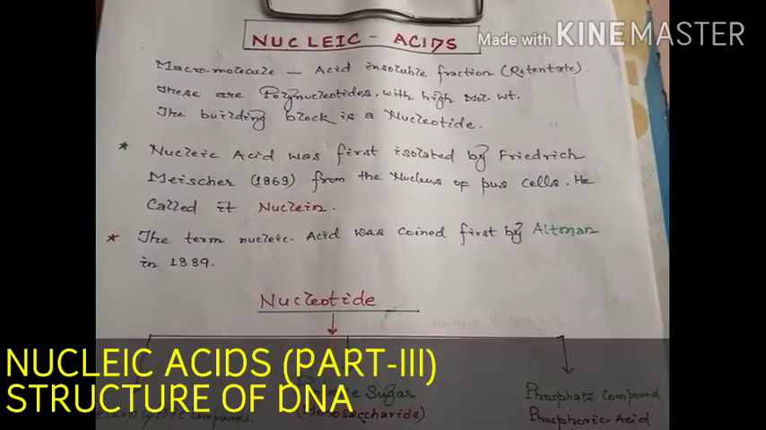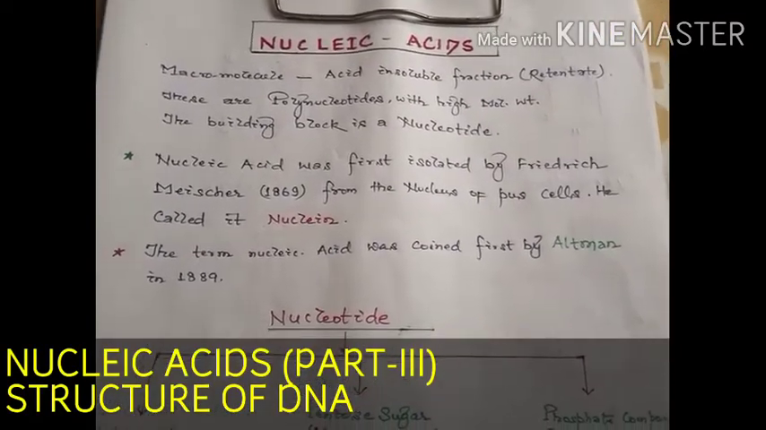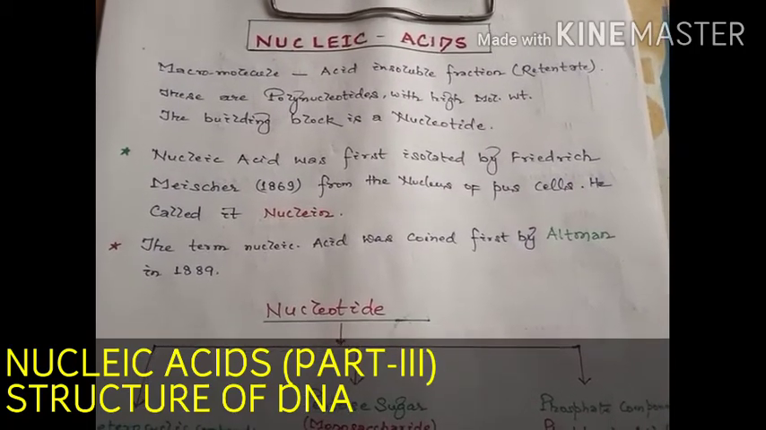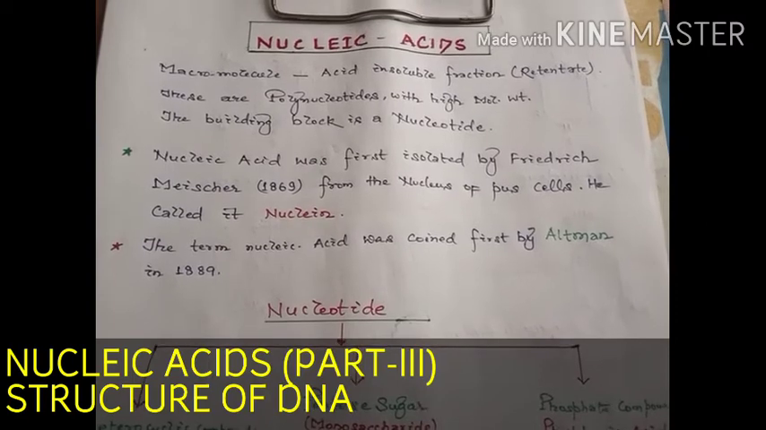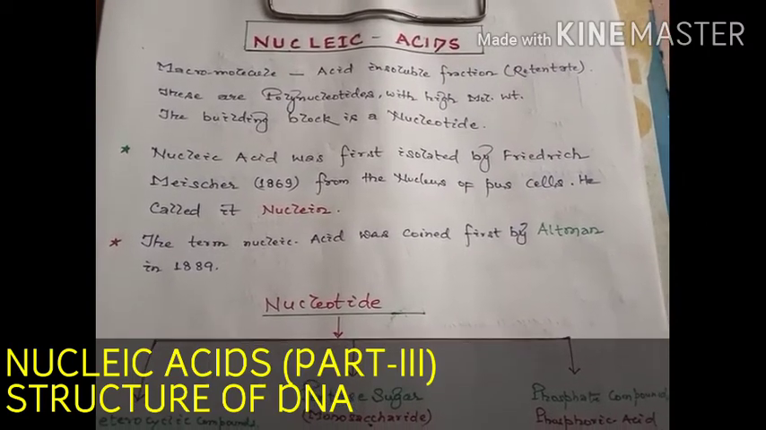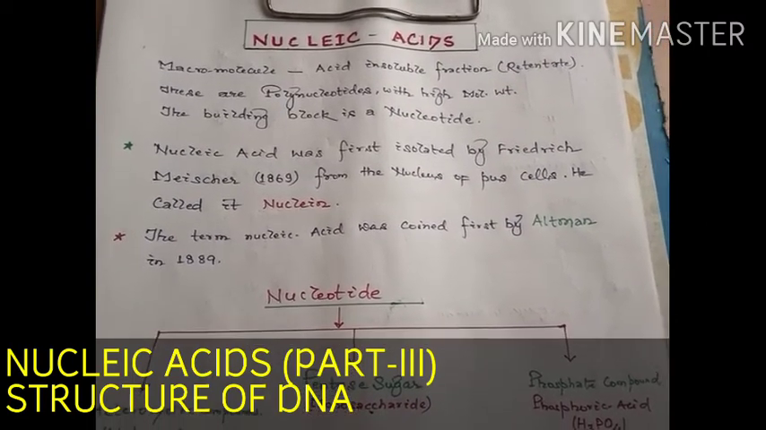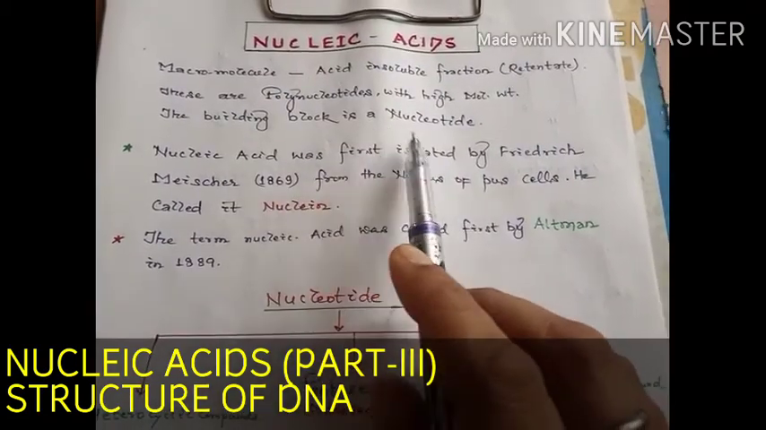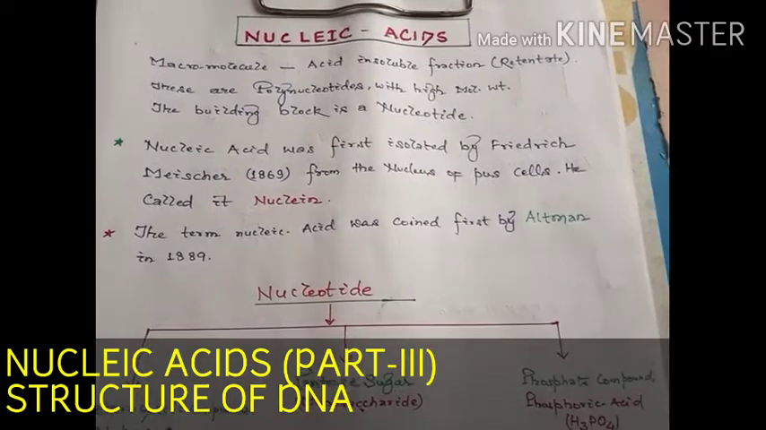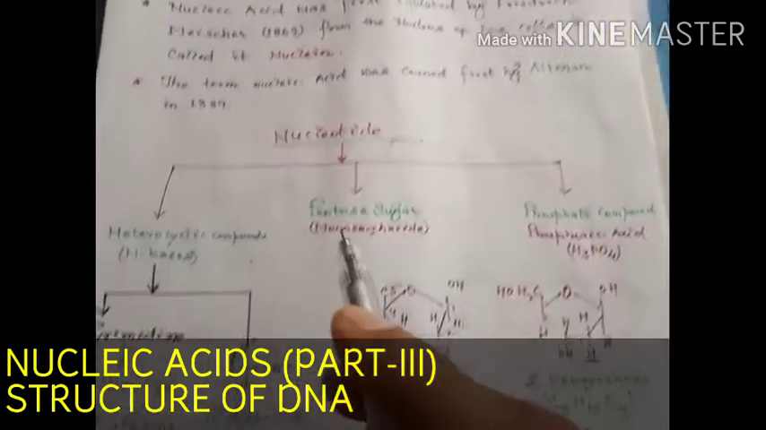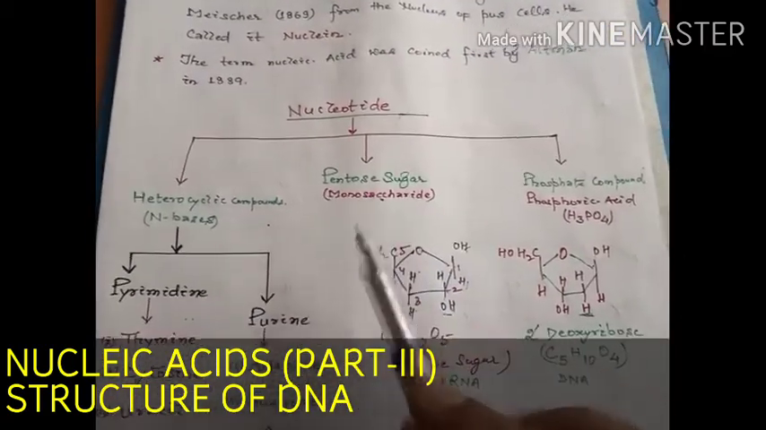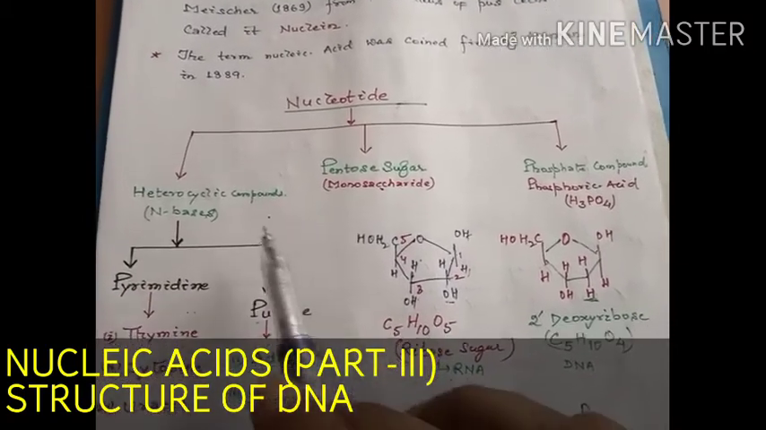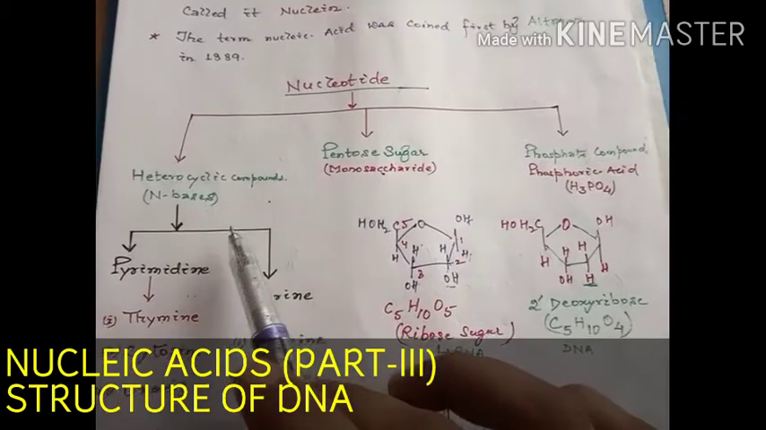Good morning, students. In the previous class, we started the topic nucleic acids. There we discussed that they are polynucleotides with high molecular weight, and that these polynucleotides are made up of nucleotides. Further on, we discussed that each nucleotide molecule is made up of three different molecules. The first was a nitrogenous base.